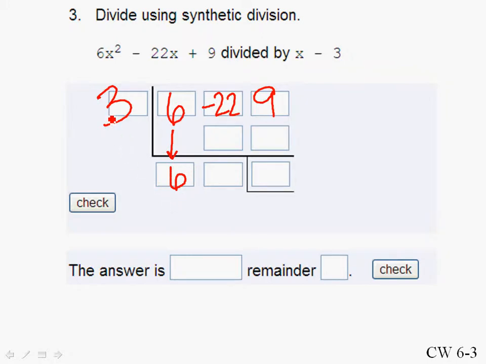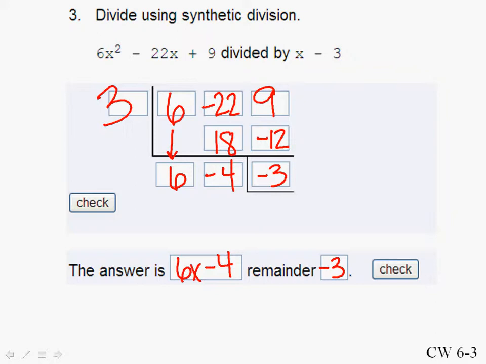Then we do 3 times 6 to get 18. I then add -22 plus 18 to get -4, and repeat the process of multiplying the a value, 3, by the number under the horizontal bar. 3 times -4 is -12. The sum of 9 and -12 is -3. Therefore, my remainder is -3, and my answer is 6x minus 4.